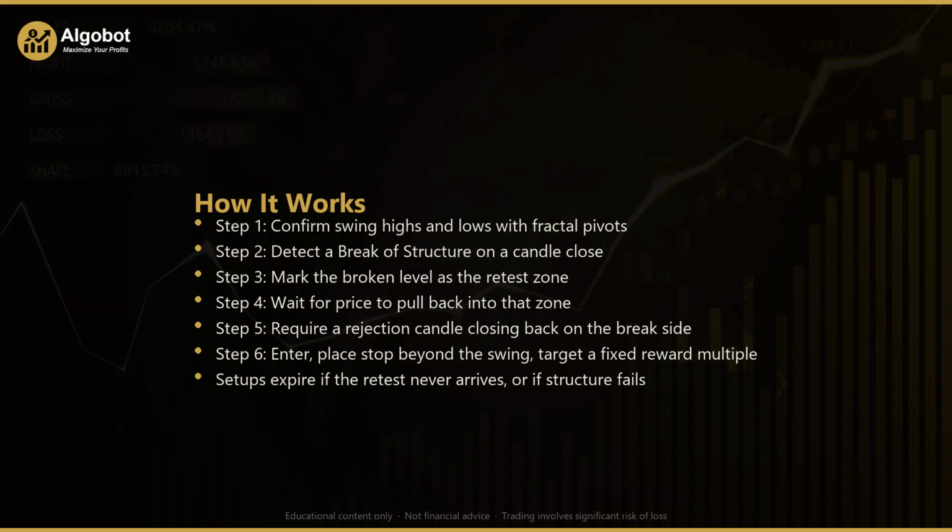With the default of 2, the target sits twice as far away as the stop. Finally, the strategy protects itself from stale or failed setups. If price closes back through the impulse origin, the setup is invalidated immediately. And if the retest never arrives within the max retest bars window, the pending setup simply expires, and the EA goes back to watching structure.